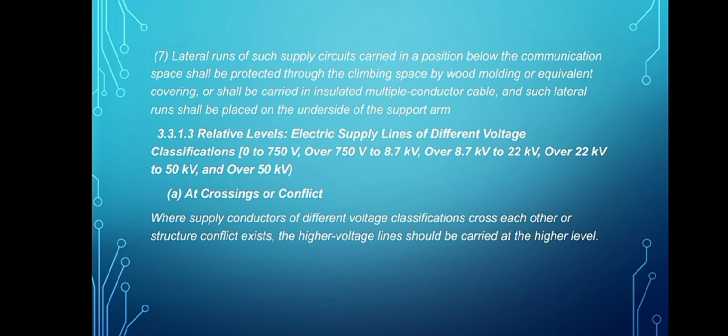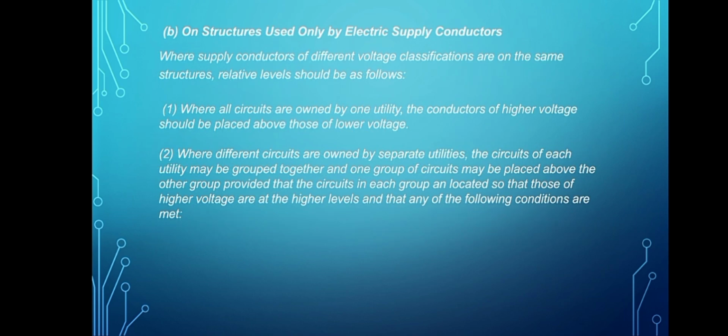Section 3.3.1.3 Relative levels. Electric supply lines of different voltage. A. At crossings or conflicts, when supply conductors of different voltage levels cross or conflict structurally, the higher voltage lines should be placed higher than the lower voltage ones. B. On structures used only by electric supply conductors, where supply conductors of different voltage classification are on the same structures, relative levels should be as follows. Number 1, where all circuits are owned by one utility, the conductors of higher voltage should be placed above those of lower voltage.